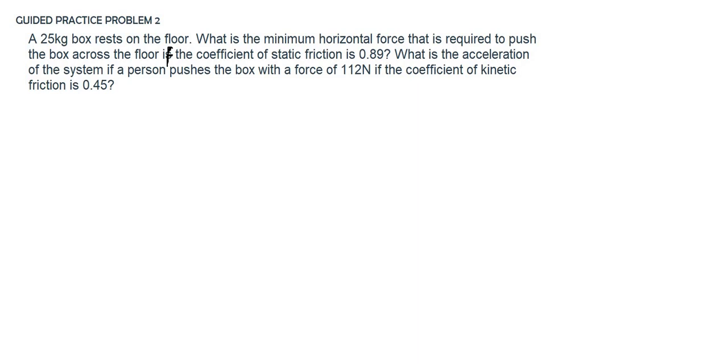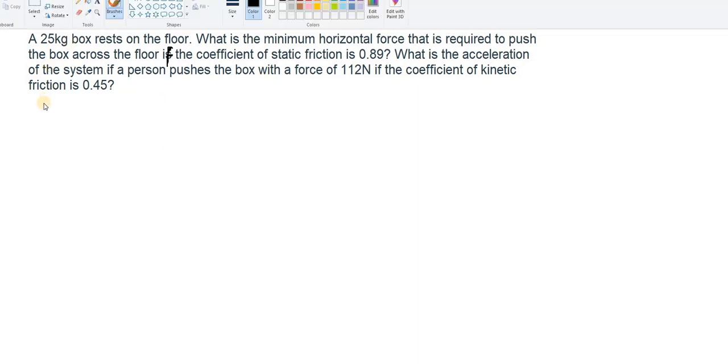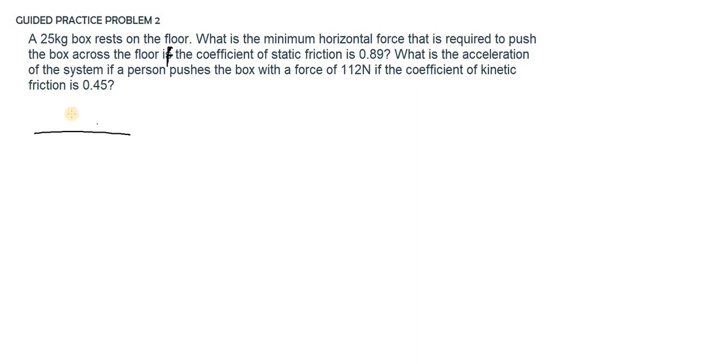The second one is the box which is given an applied force equal to 112 Newton. So it's moving. Let's illustrate this. First we have the box at rest. Of course, here we'll have F sub S, the static friction.